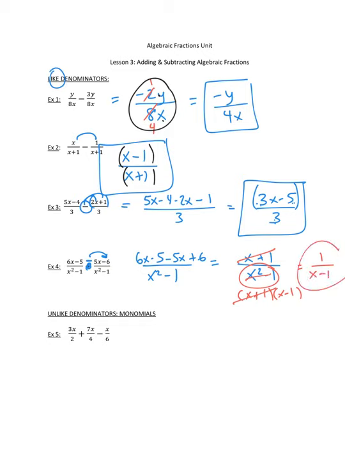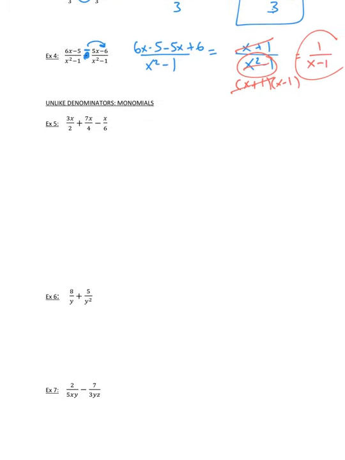If you have unlike denominators, that's our next section. With unlike denominators, you need to get a common denominator, just like you would with regular fractions. So what I like to do is set up the equivalent fractions underneath the fraction. Here I would have a common denominator of 12, so I would set everything up over 12. 2 times 6 is 12, so I multiply the numerator by 6. That will give me 18x. 4 times 3 is 12, so I multiply the numerator by 3. That's going to be 21x. And 6 times 2 is 12, so I multiply the numerator by 2. That's going to be 2x.